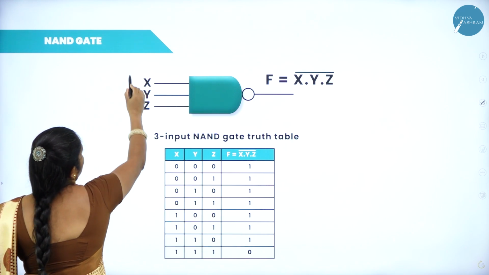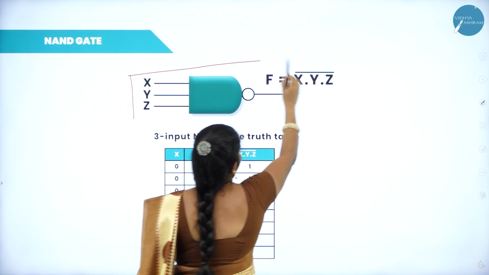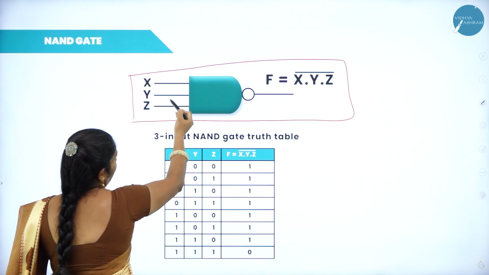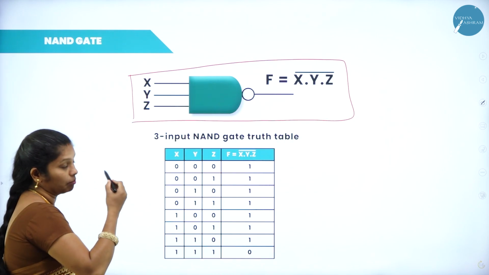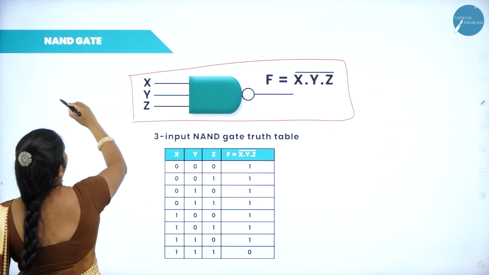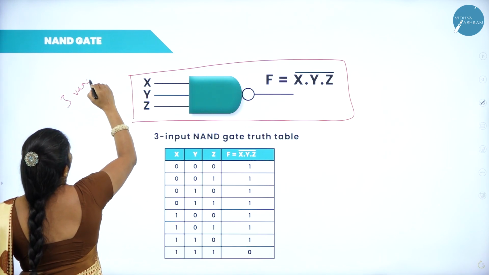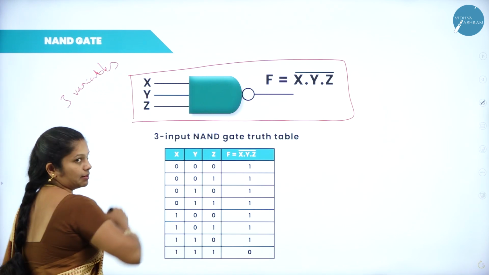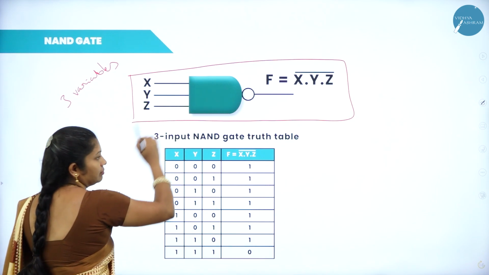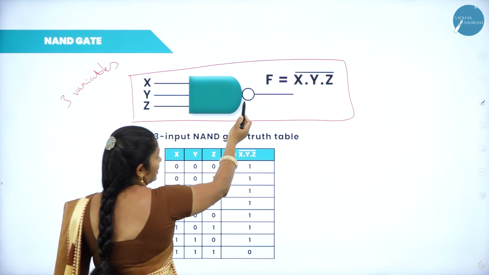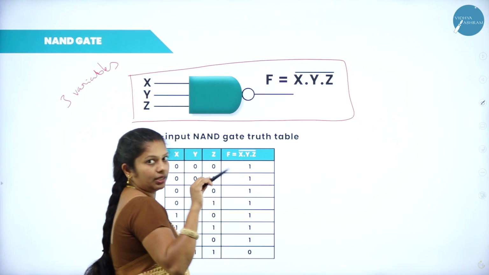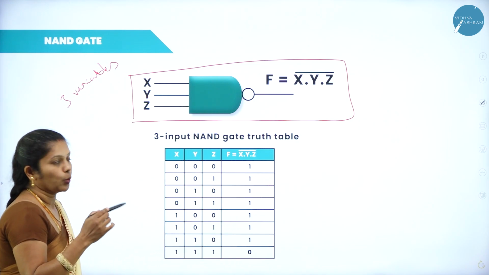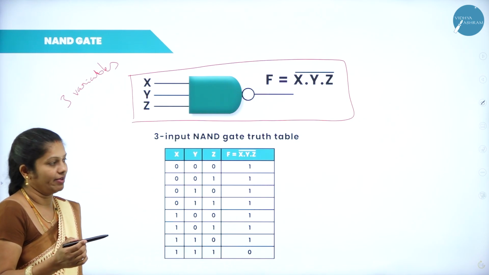See, this is the symbol to represent the NAND gate. Minimum 2 or more inputs, whereas here I took 3 variables. For 3 variables, the symbol is like this pattern. Minimum 3 inputs, then at the end it is negated, then the output. That is the output we are going to get: x into y into z, whole bar.